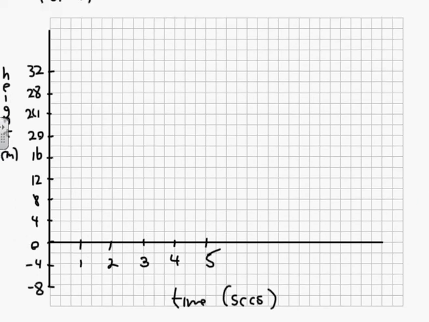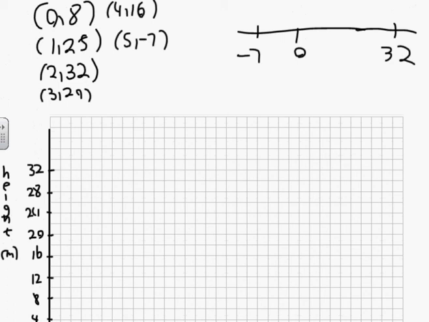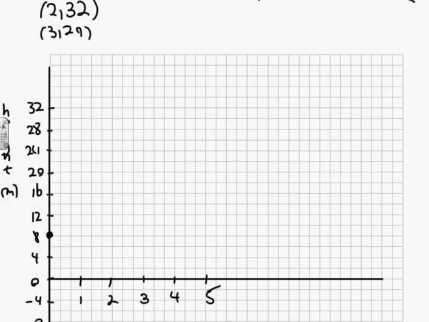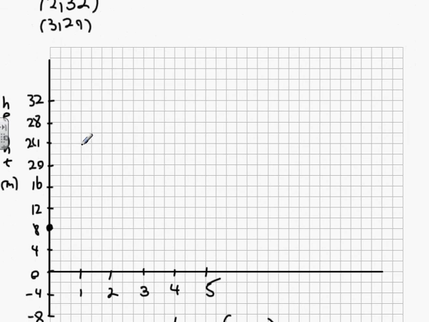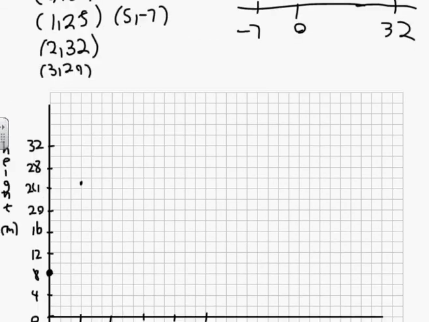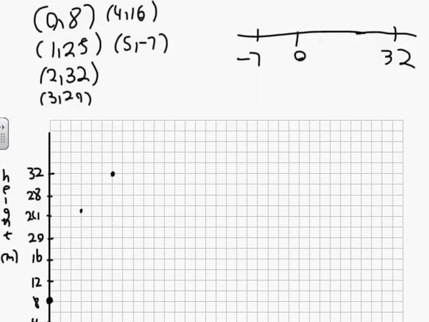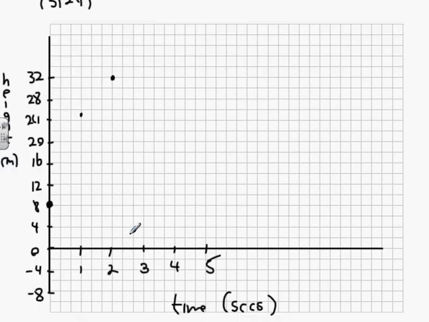I'm going to start drawing. So what's my first point again? 0, 8, easy to draw. After that, 125, go up to 24 and go halfway between 24 and 26. After that, 232. 232 is there. And after that, 329.